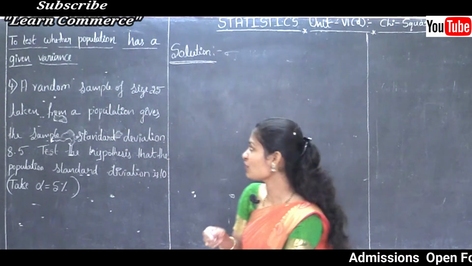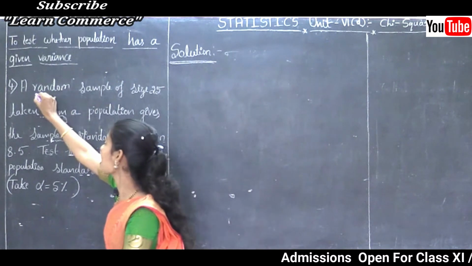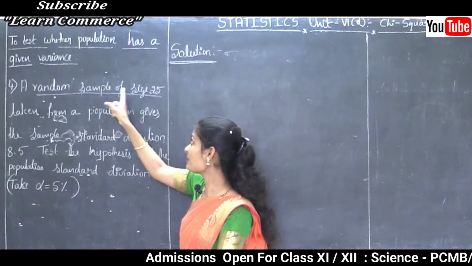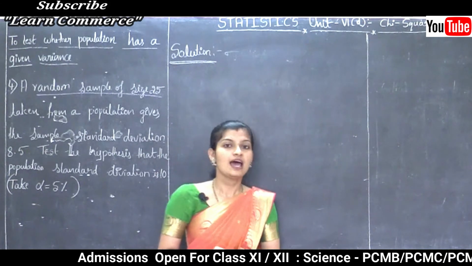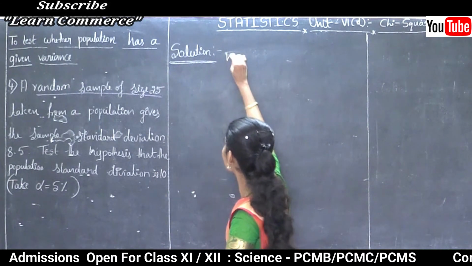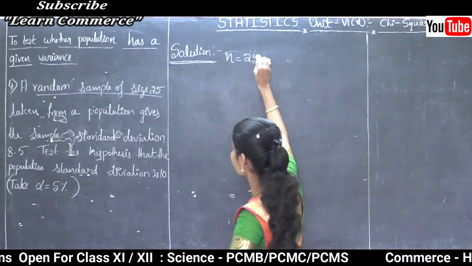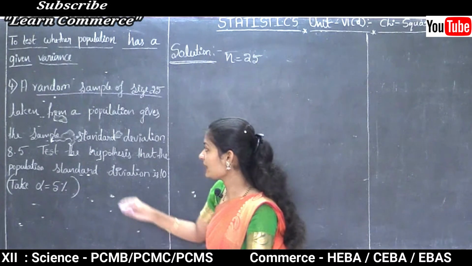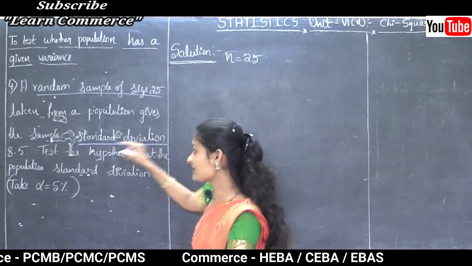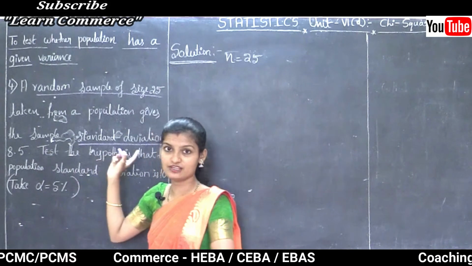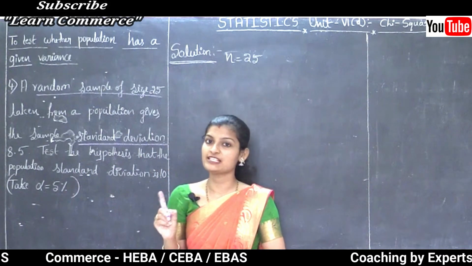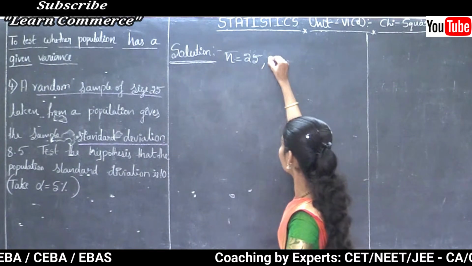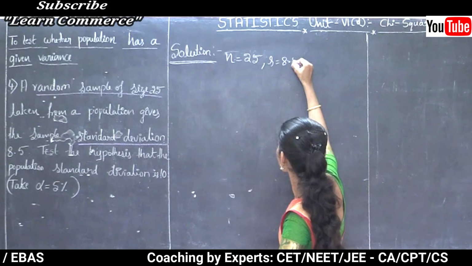See here, what are the given observations? The random sample of size 25. Sample size is denoted by small letter n, and here the given observation is 25. The sample is taken from a population and gives the standard deviation 8.5. Sample standard deviation is denoted by small letter s, and here the given observation is 8.5. So s is equal to 8.5.